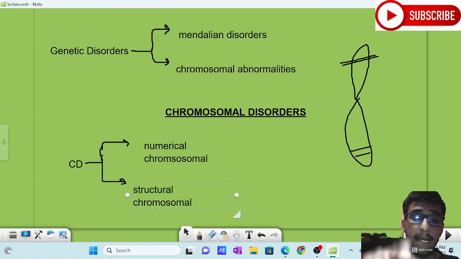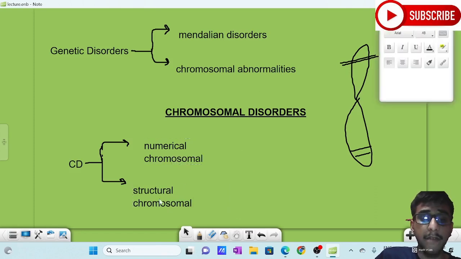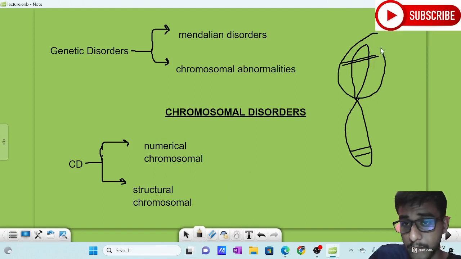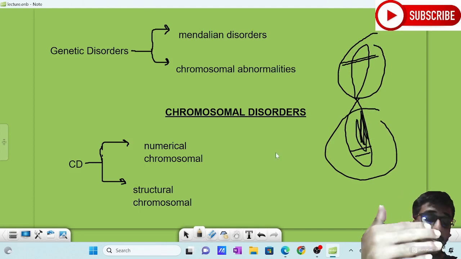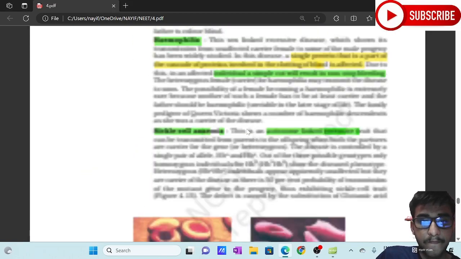In numerical, we only talk about the number. In case of the structural chromosomal aberration, we will only talk about the structure of the DNA, structure of the chromosome. In numerical, we will only talk about the number in the DNA, and in structural we only talk about the structure. But in your textbook, I will show your textbook.